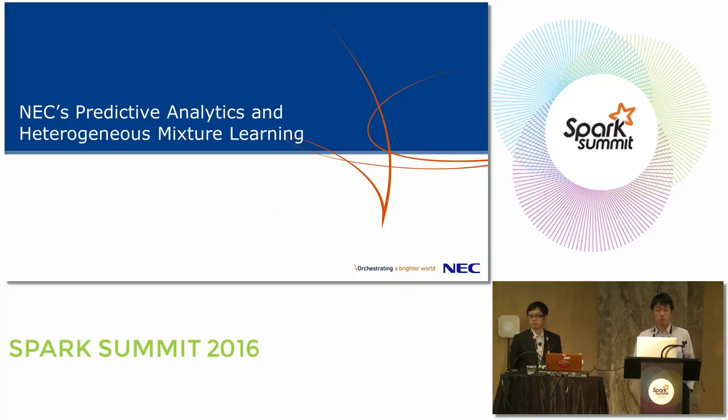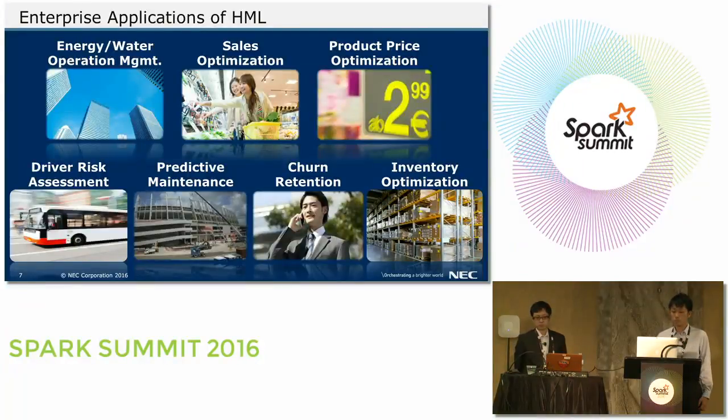So let me start with what HML is. These are some of the predictive analytics services that NEC is providing in the market. For example, energy, water, and operation management: we predict the demand of water or energy, and then optimize its production and distribution plan. Or, like how many sandwiches will be sold in a retail store, and then optimize the number of orders.